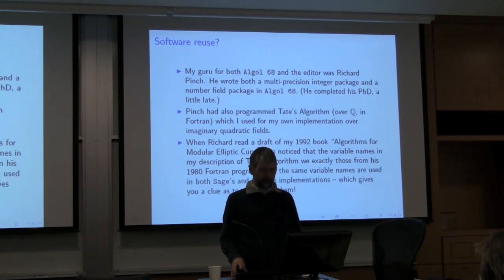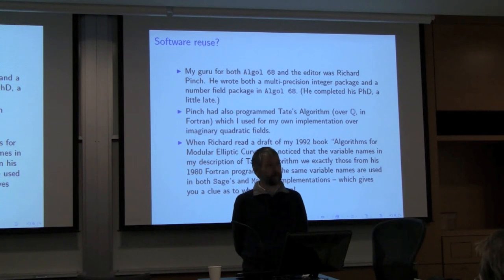It was because I'd used his same variable names. And if you look at both in Sage and in Magma, the implementation of Tate's algorithm, you will find the same variable names being used for the same variables in the same places. And that gives you a clue to who wrote them, because basically I wrote both of those.